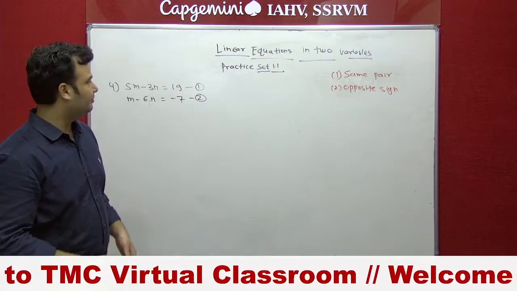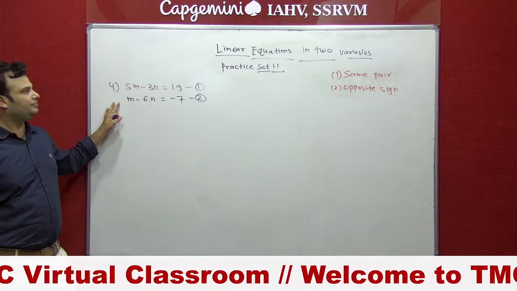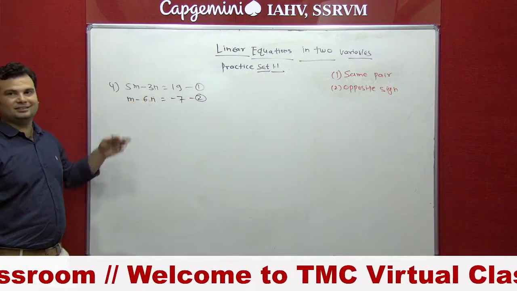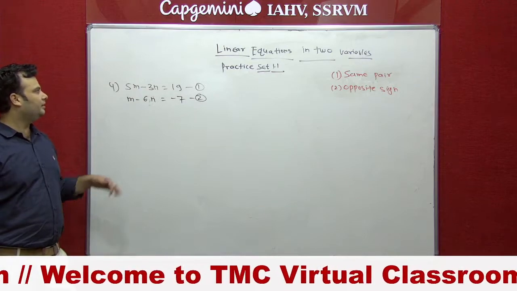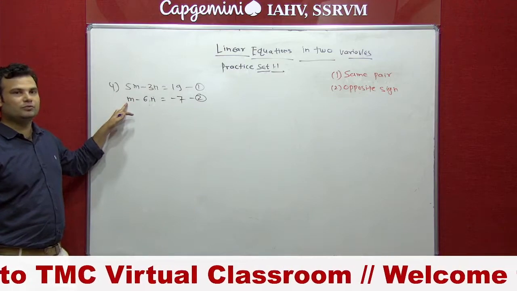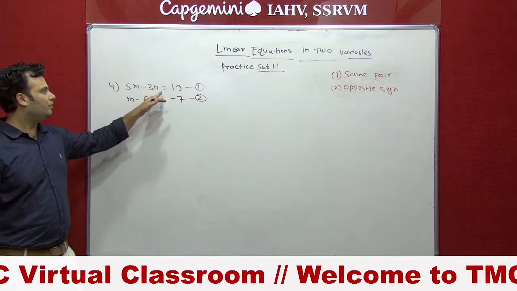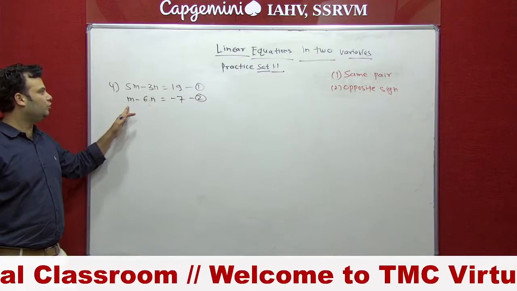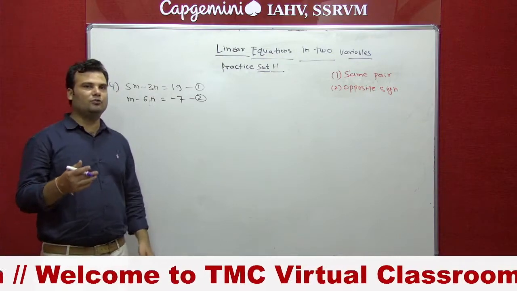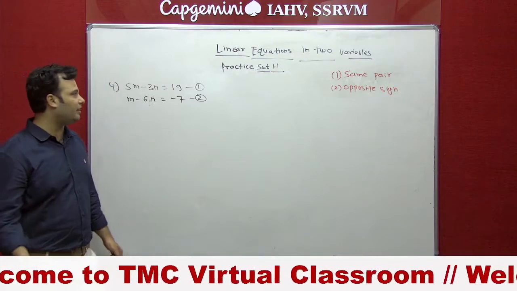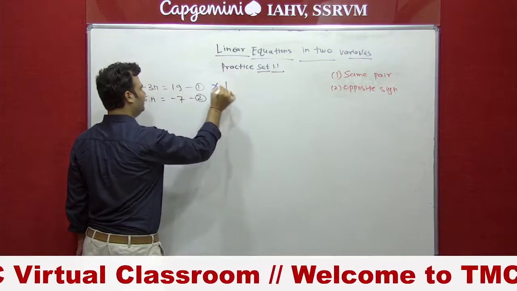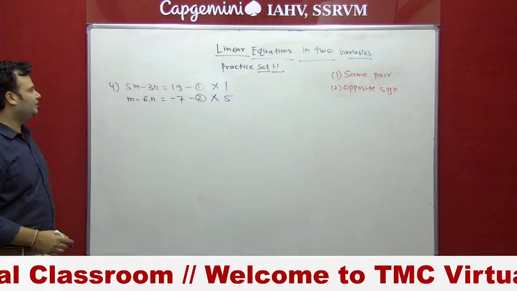So in this part, students, we need the same pair. 5m and m, 3 and 6, not possible. So we can do one thing. Equation 1 has 5m and equation 2 has m. If you multiply equation 1 by 1 only and equation 2 by 5, you convert m into 5m. So we can multiply equation number 2 by 5 and equation 1 by 1. Just check what we get.